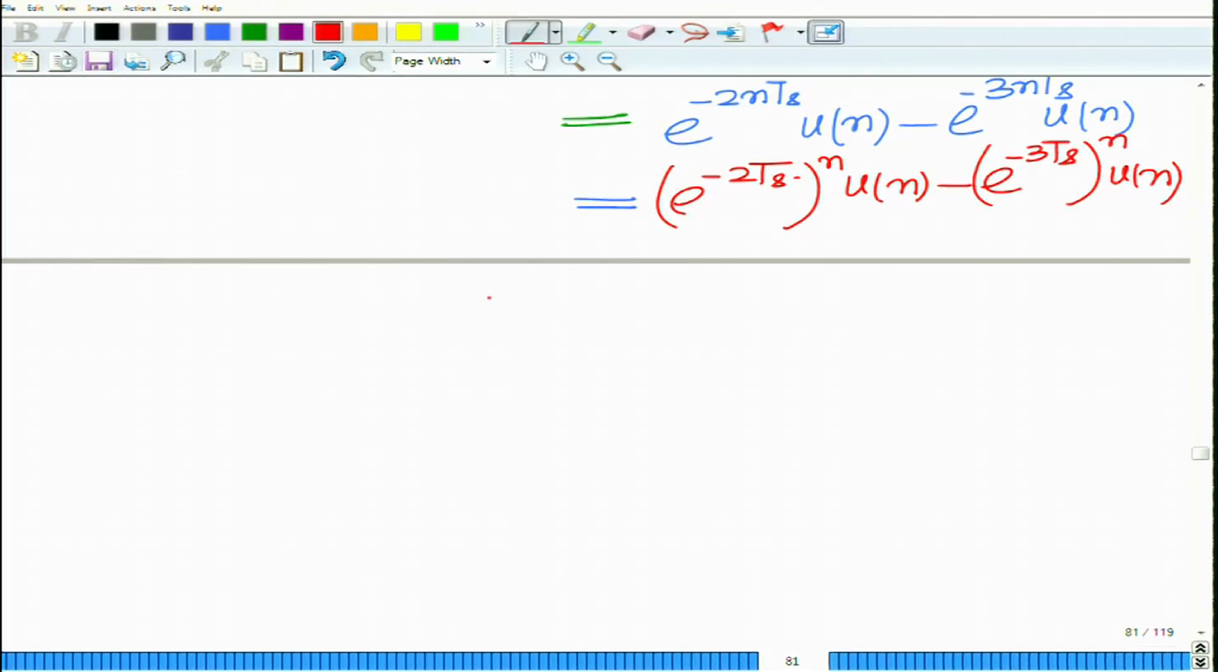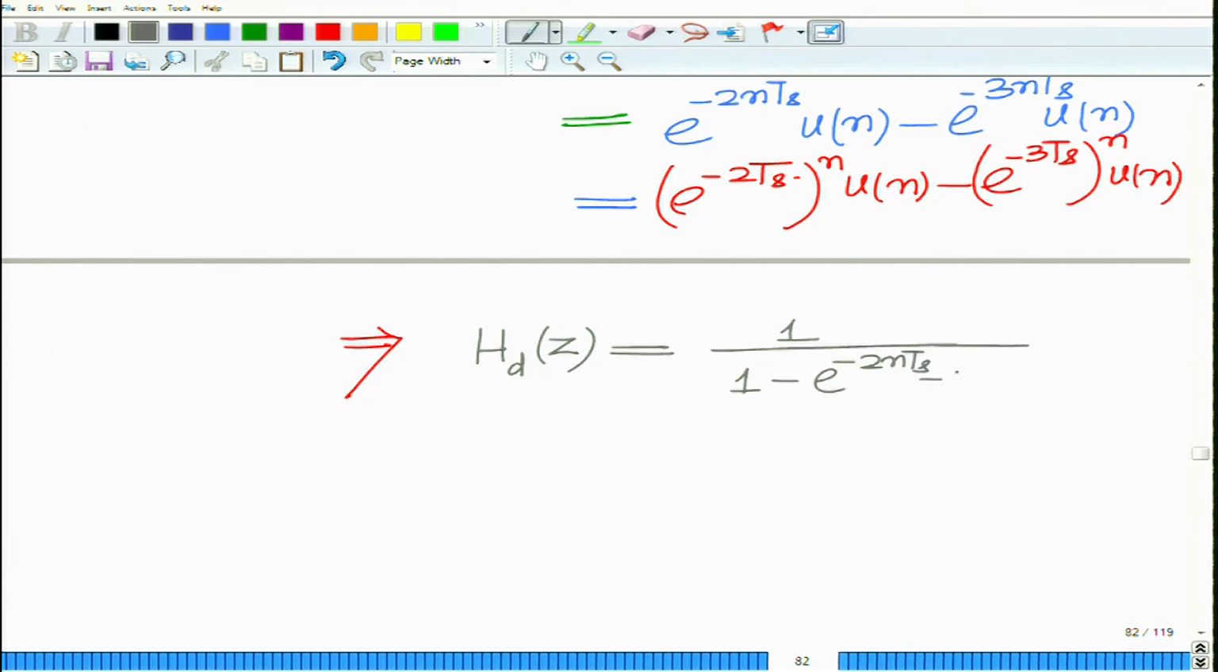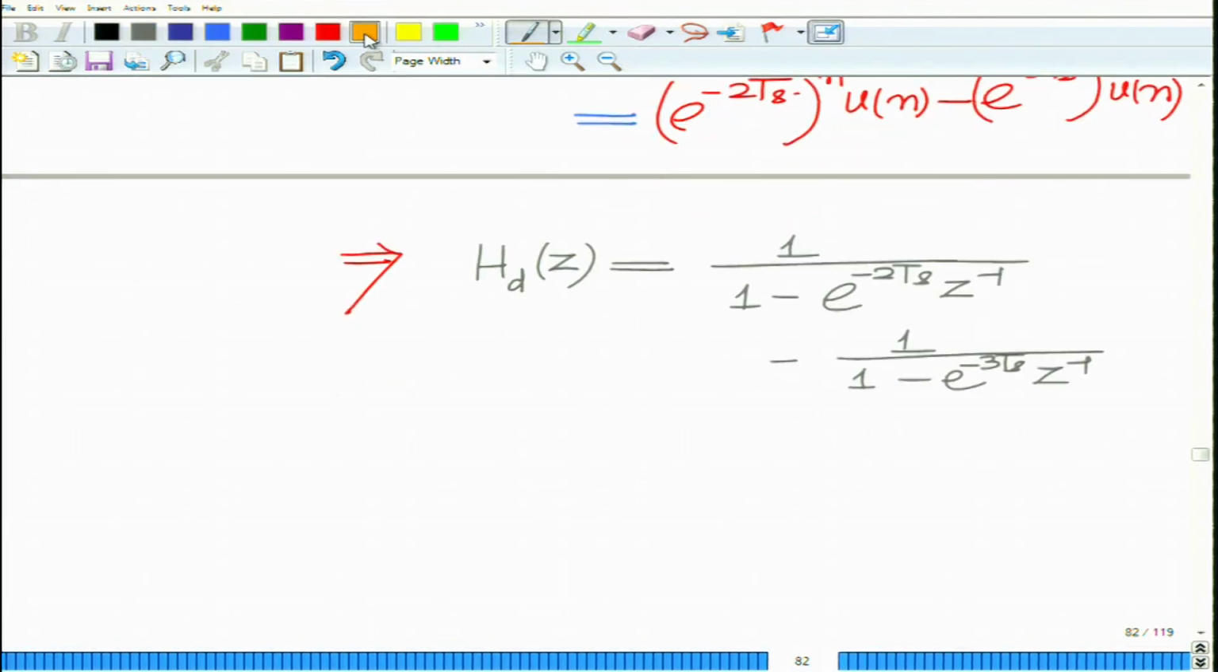So now taking the Z transform, what we have is a raised to n u(n) for this causal system, whose Z transform is 1 over 1 minus a, that is, 1 over 1 minus e raised to minus 2 Ts z inverse, minus 1 over 1 minus e raised to minus 3 Ts z inverse. Now, substitute z equal to e raised to j omega to derive the DTFT.